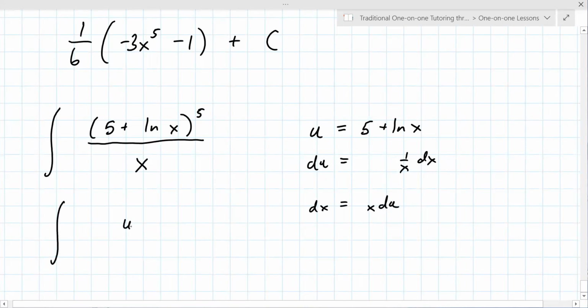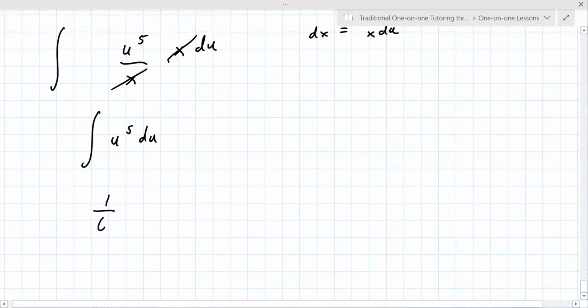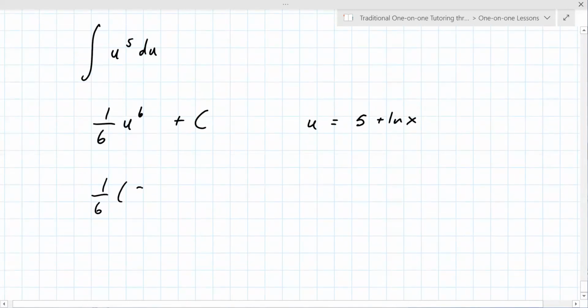Okay. So then it's the integral of u to the 5th over x times x du. So then your x's cancel. So then it's u to the 5th du. That's u to the 6th over 6 plus c. Then you plug back in your u. Yes. 5 plus ln x to the 6th over 6 plus c.